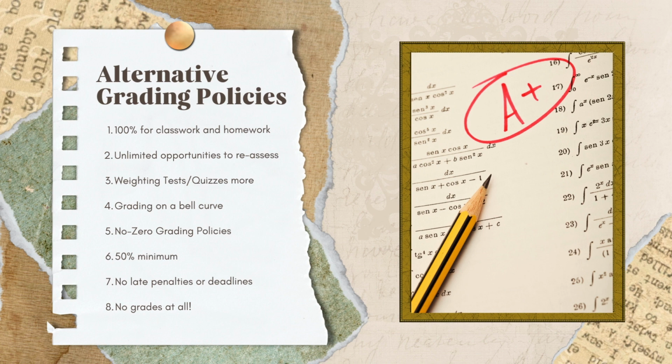Some schools have a no-zero grading policy, which means that a teacher cannot give a 0 to any student, another very popular way to inflate grades, which means that the lowest grade a student could get is a 50% in that case. Some schools have no late penalties, no deadlines for student work, and there are also schools that choose to issue no grades at all.